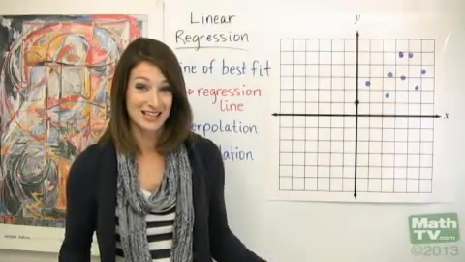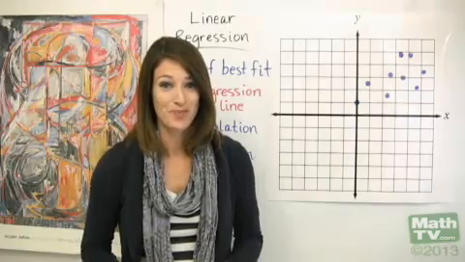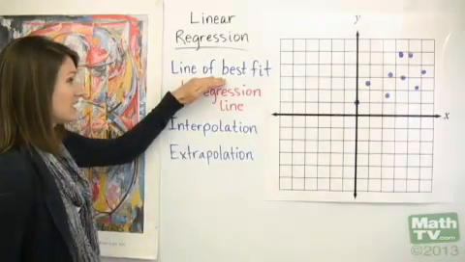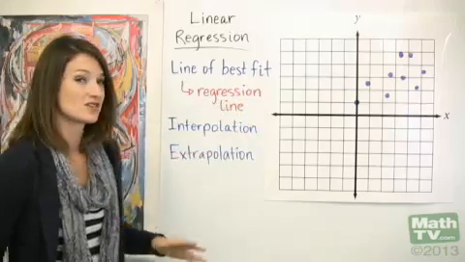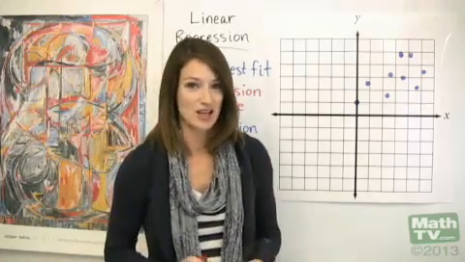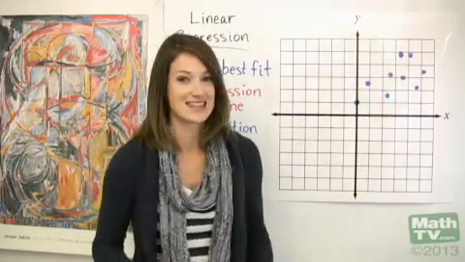When we talk about linear regression, there's a few vocabulary words that are important to know. The first of which is the line of best fit, which we also call the regression line. So let's say you have a set of data and you can plot those data points on a graph and it comes out looking something like this.